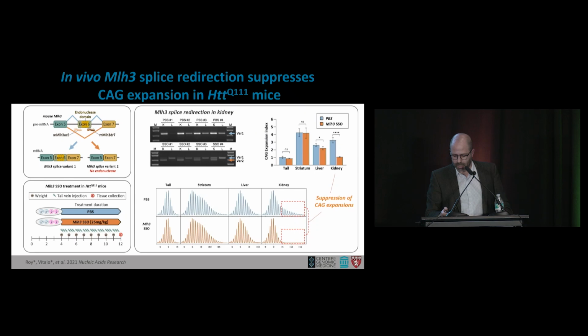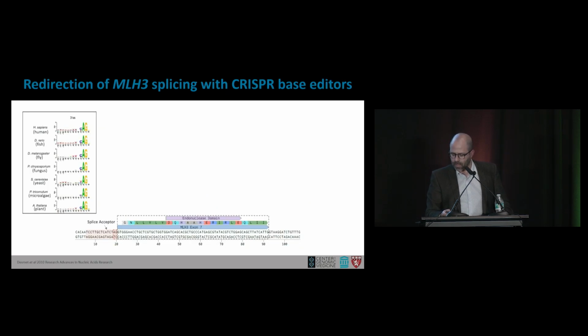So we thought that this would be a viable strategy for addressing somatic expansions in HD, but we weren't too happy with an ASO strategy, so we turned towards CRISPR for this. The idea behind that was that the splice acceptor is extremely well conserved across species. So we knew that if we were to disrupt this AG sequence, we would be able to alter the splicing and splice exclude this endonuclease domain containing exon.